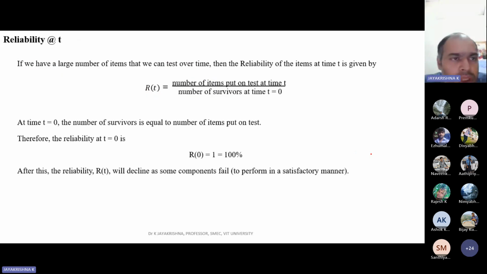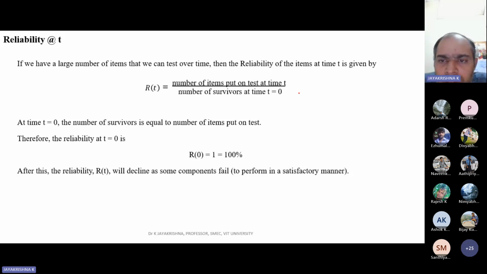So now it's important for us to understand reliability at time t. Just one more thing we are adding. If we have a very large number of items to be tested for a given time t, when there are more items for which you have to calculate the reliability, you can use this formula: reliability at time t is equal to the number of survivors at time t divided by the number of items put on test at time t equal to 0.